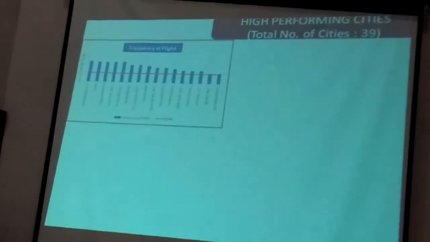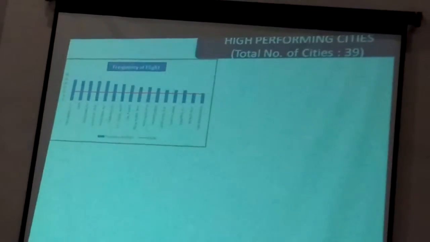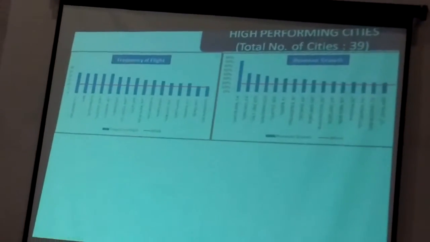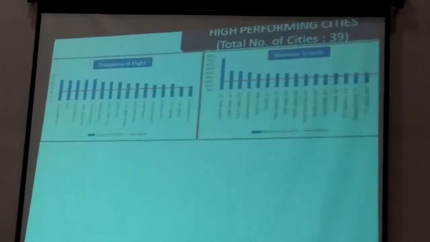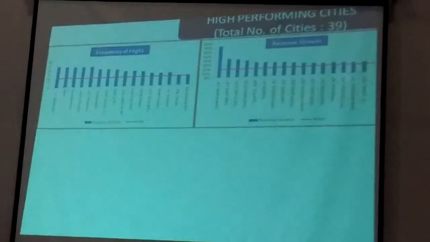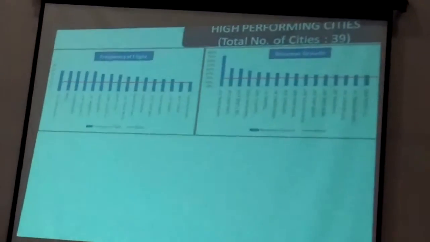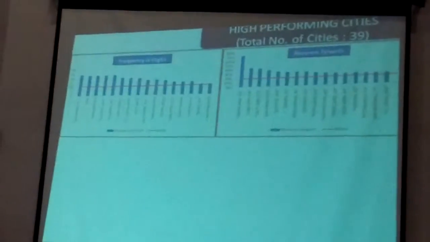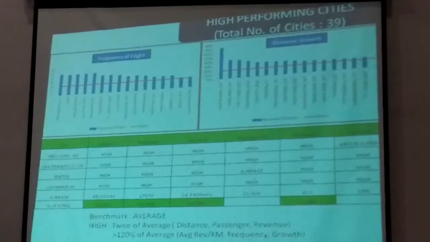Coming next is frequency of flight. This is also a very important factor because this shows how good your connectivity is. And finally, revenue growth. This is one of the factors, or this shows the sustainability of the company. So based on these factors, we chose 20 cities in each and every one, and based on subjective judgment, we came up with finally 4 cities. And the cities are New York, San Francisco, Seattle, and Washington.